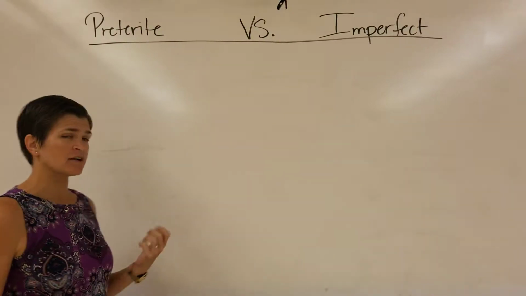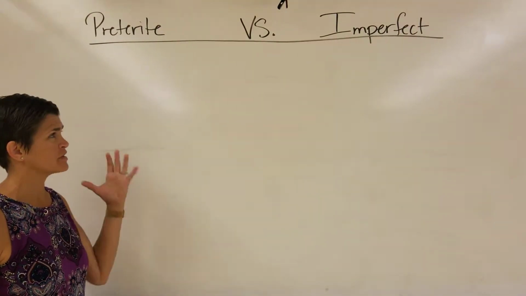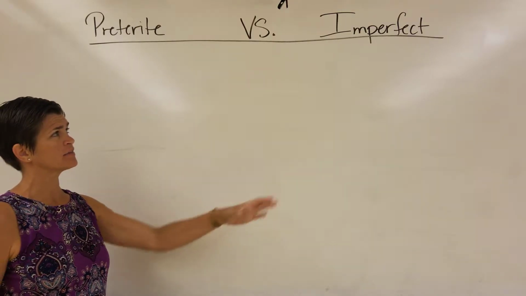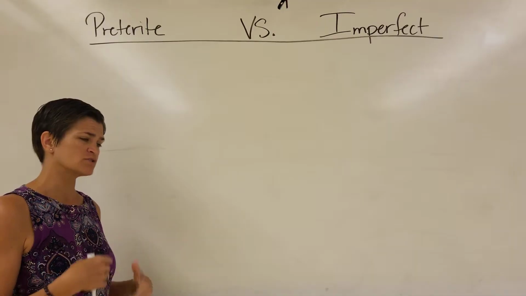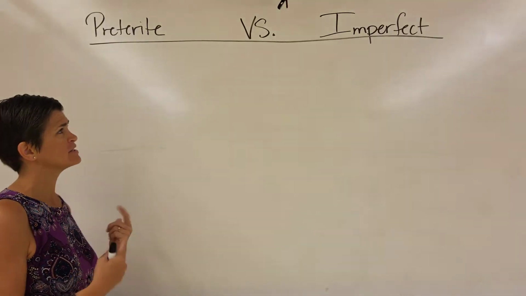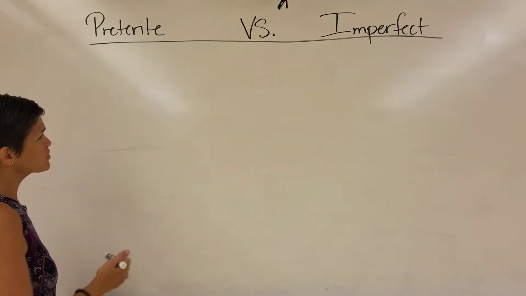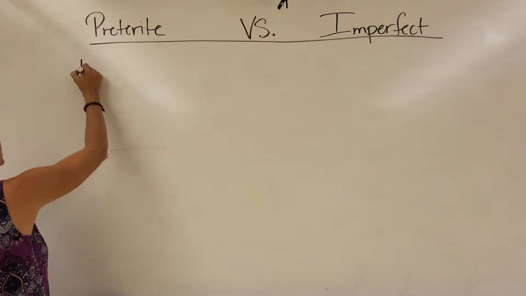So we've talked about how to conjugate all the preterite forms and all of the irregulars. We talked about how to conjugate the imperfect tense. But the real challenge is, when I'm writing the story in Spanish in the past, how do I decide which one to use? So here's one trick that might help.